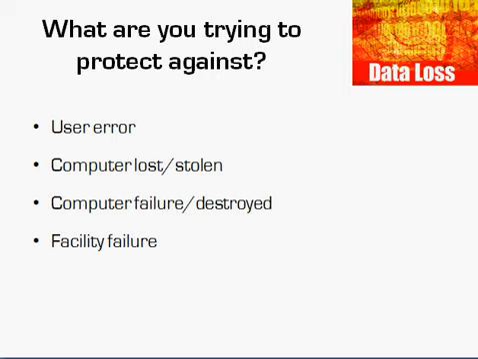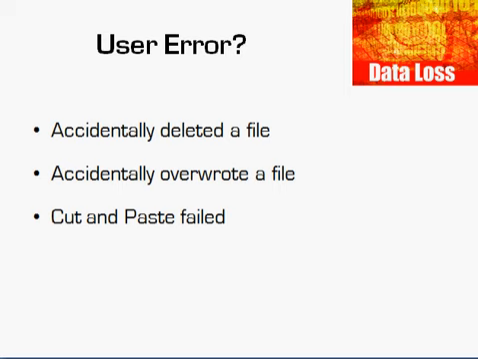So these are the 4 areas that I think most of us need to protect ourselves against, and there are different tools we can use to protect ourselves from data loss in these areas. The 2 most common ones would be an external hard drive or some kind of an online backup solution. We're going to see where all of these fit. So the first one we've talked about a little bit here, which is user error.